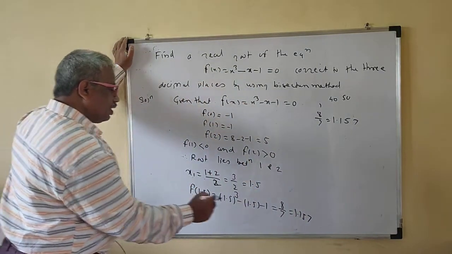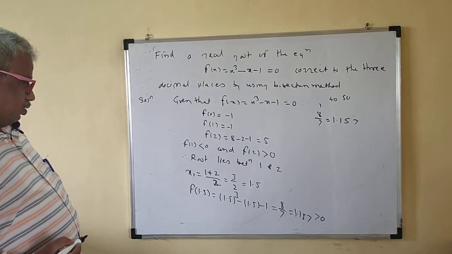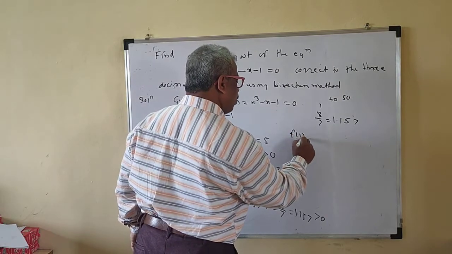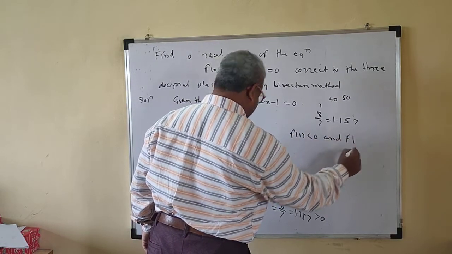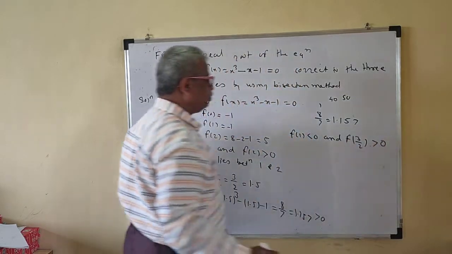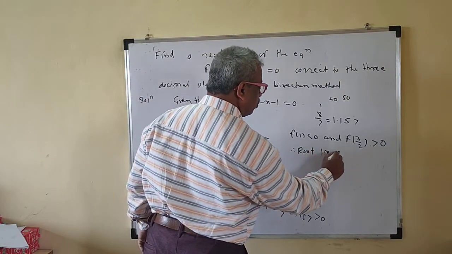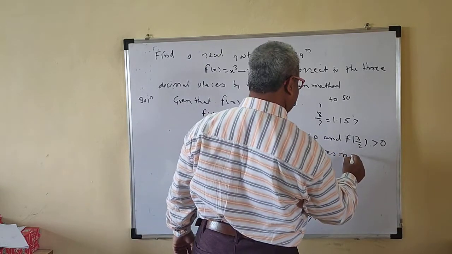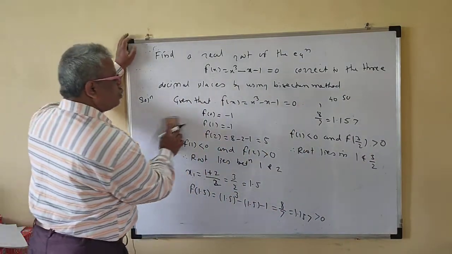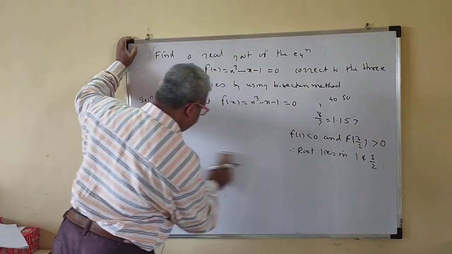Now here this is positive, this is greater than 0. Now see which one is less than 0 in the previous: f of 1 is less than 0, and f of 3 by 2 is greater than 0. Therefore the root lies in 1 and 3 by 2. Here we only want the positiveness and negativeness.